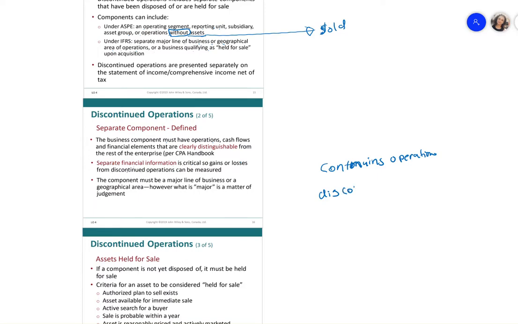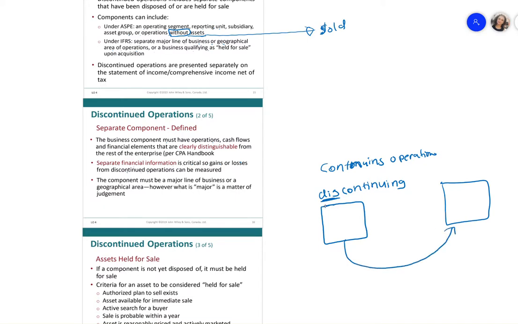So why do we keep it separate from the continuing operation? The reason is so the audience, the investor, or the creditor knows that the discontinuing operation is only for the one year. When they compare their financial statements, they know that the discontinuing operation is not there all the time. So it's only there for that particular year. The following year, the company is not going to have a discontinuing operation because they're not going to be closing divisions every year. So that's why you keep it separate from the continuing operation.